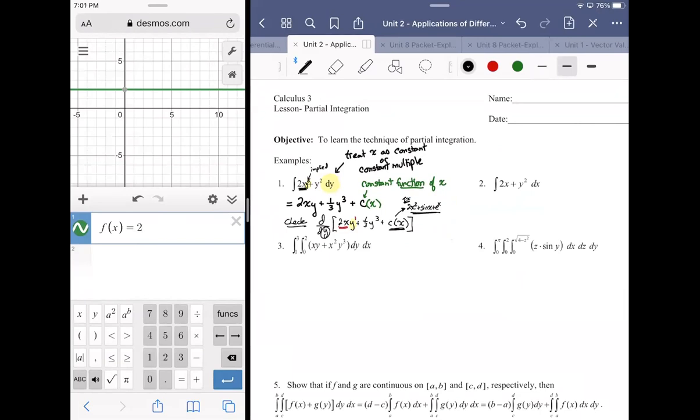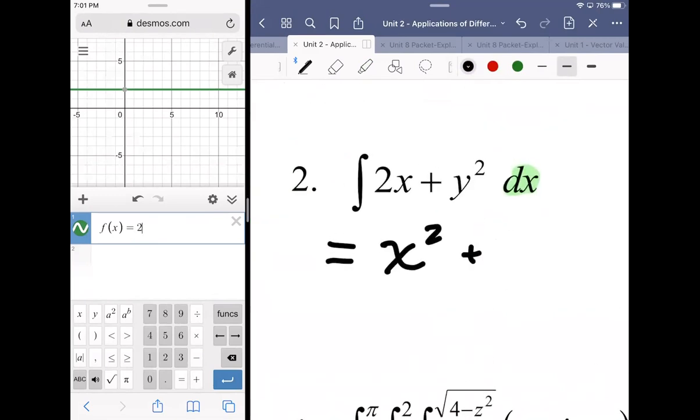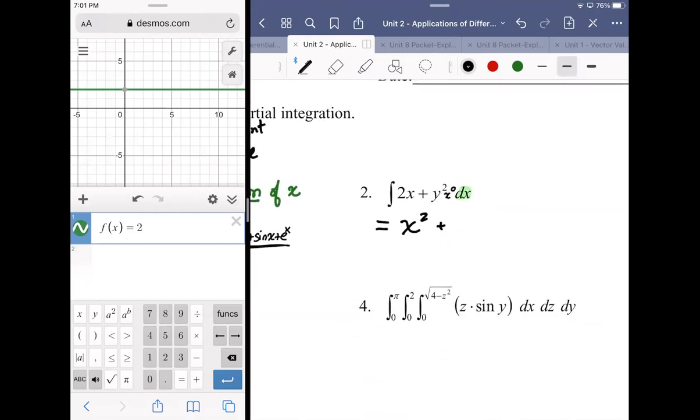Looking at number 2, I'm anti-differentiating with respect to x now. So now the relevant variable again is x. Antiderivative of 2x would be x squared. Antiderivative of y squared, well, there's no x to be found, which means that there's an implied x to the 0th, which would anti-differentiate to an x to the first power. So this becomes y squared x.